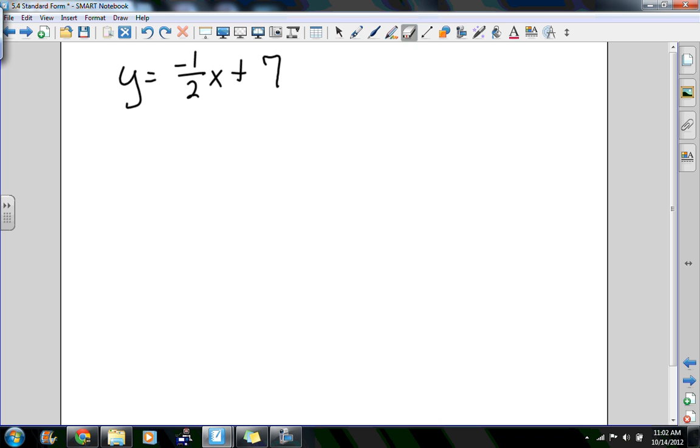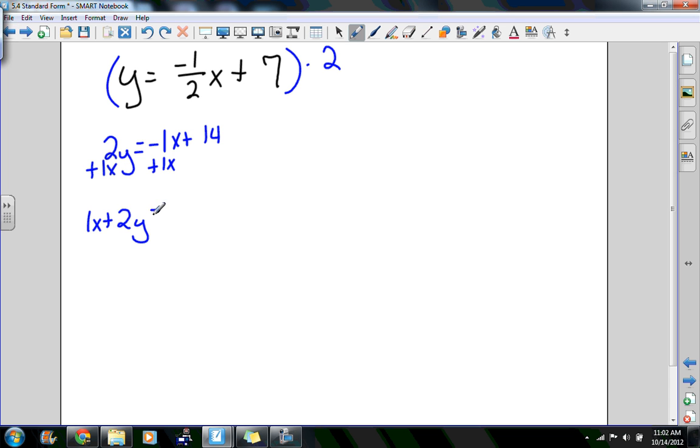Alrighty. For this one, I'm going to multiply every term by 2 because the denominator is 2. So I get 2y is equal to negative 1x plus 14. Everything got multiplied by 2. And I'm going to add 1x to both sides. Never combine these because y's and x's can't be combined. Like middle schoolers at a dance. No 6th graders and 8th graders should be dancing together. And there you go. That's it.